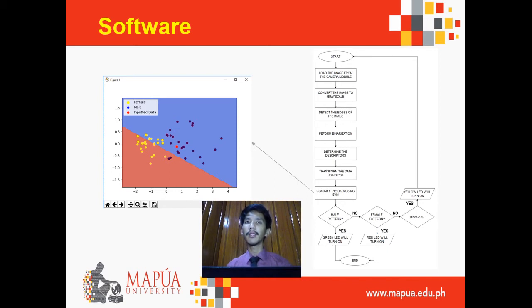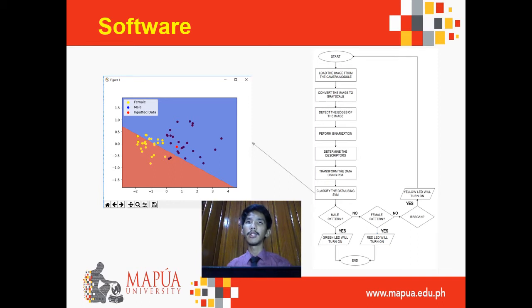After plotting the inputted data, its distance from the boundary is then computed. If it's positive, then you can say that the inputted data is on the right side of the boundary, which falls under a specific class.